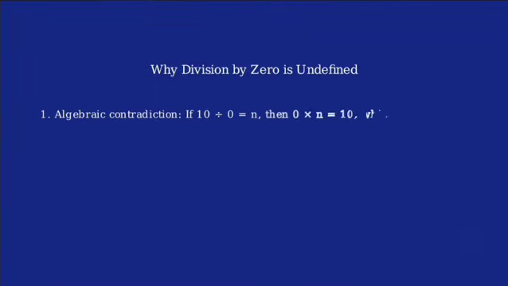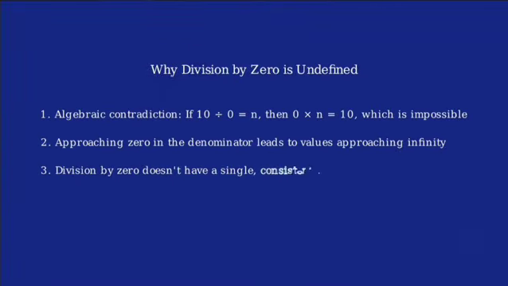In summary, division by zero is undefined for three main reasons. First, it leads to algebraic contradictions. Second, as the denominator approaches zero, the result approaches infinity without reaching a specific value. And third, division by zero doesn't have a single consistent value. Therefore, mathematicians define division by zero as undefined.